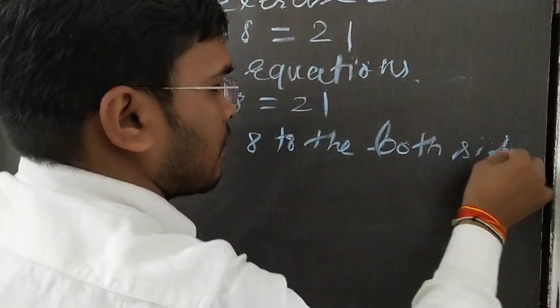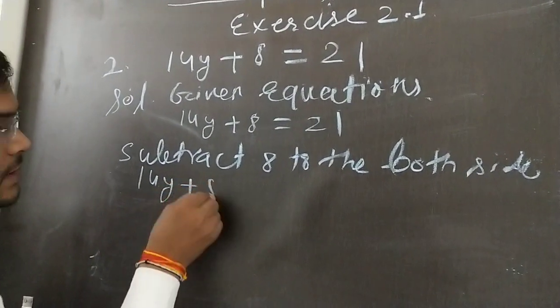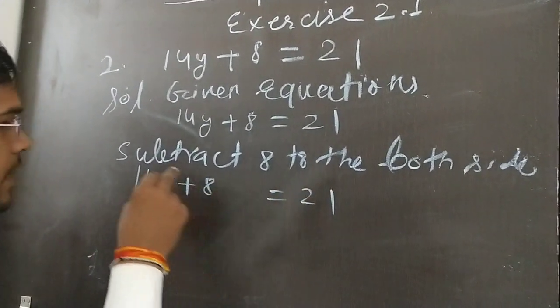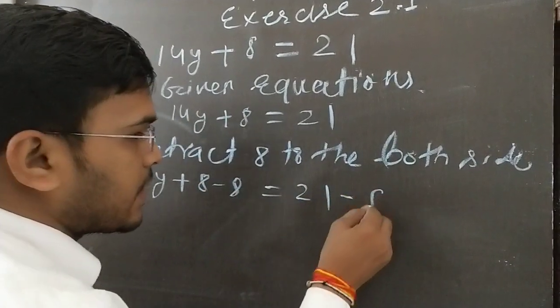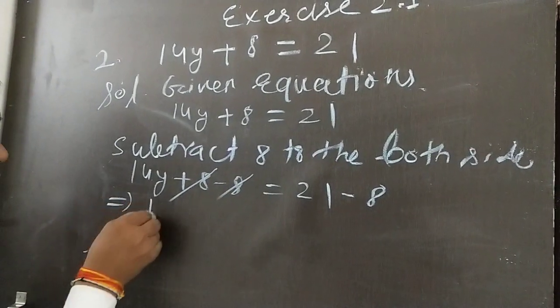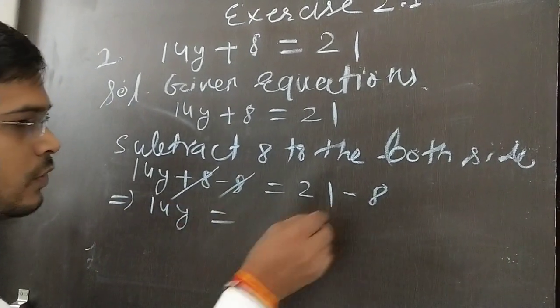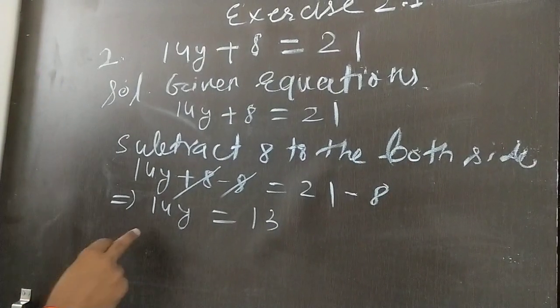I am going to write the equation as it is. I said subtract 8 from both sides. Therefore minus 8 on both sides. Okay. Plus 8 minus 8 cancel. What is left? 14y equal to 13, since 21 minus 8 is 13. Okay. Now what is the equation?